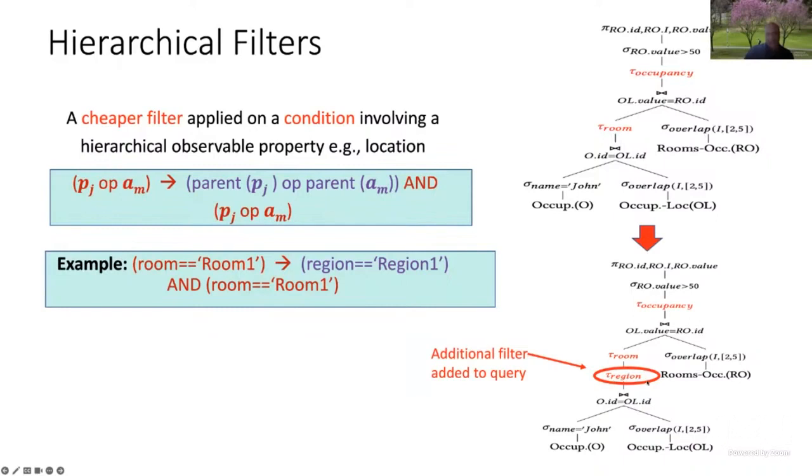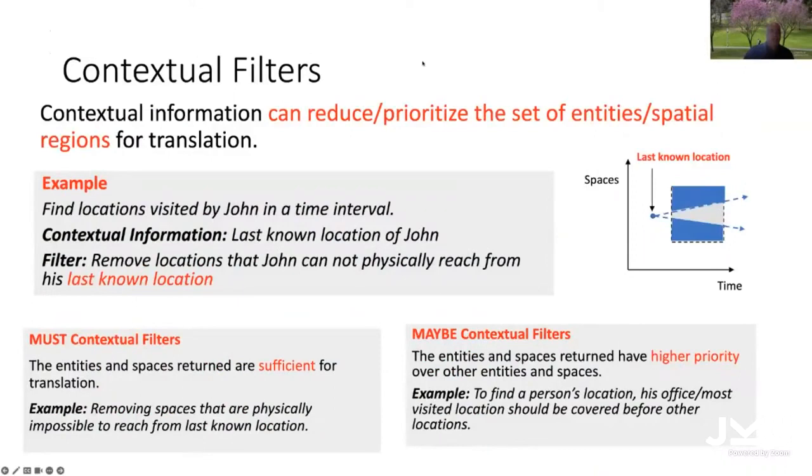So there is this hierarchical representation, and it is quite possible that it's cheaper to execute the translation at the region level compared to the room level. So TipplesDB will automatically incorporate such a filter into this query tree, and it will first do the region level filtering, and only the things that meet the region level filters will then go to room level filters. Another optimization we do is contextual filters.